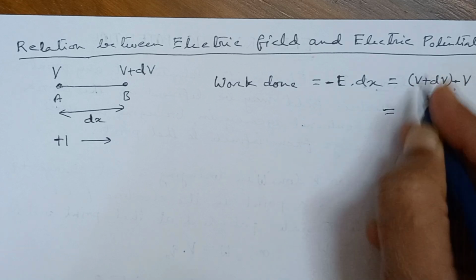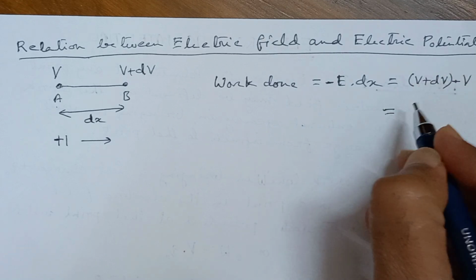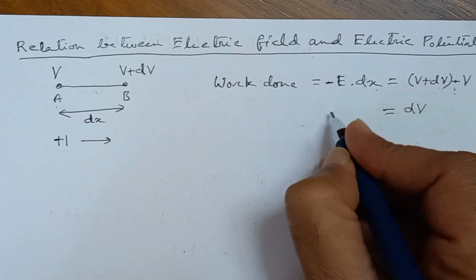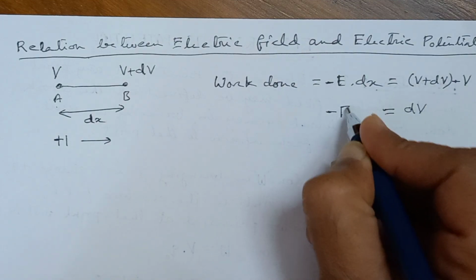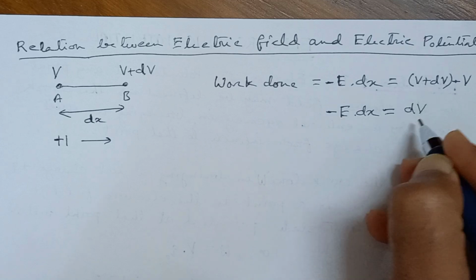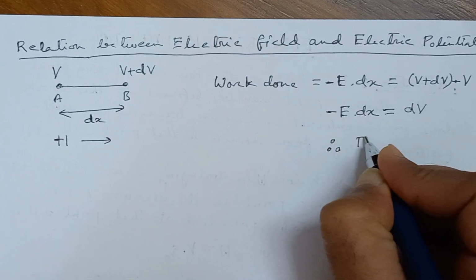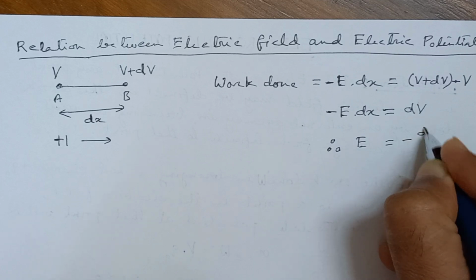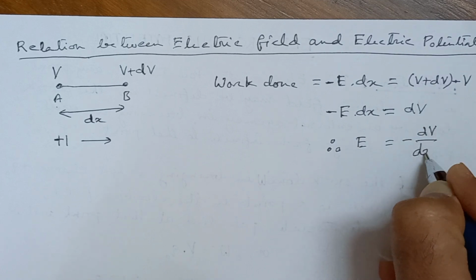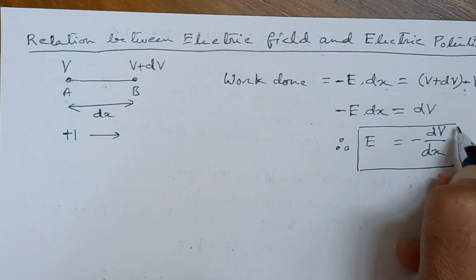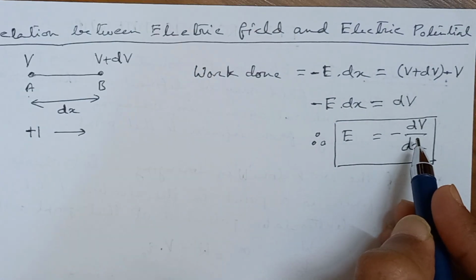Therefore, if we simplify this part, it will be only dV. Therefore, minus E dot dx is equal to dV. Therefore, E is equal to minus dV by dx. This is the relation between the electric field and electric potential.